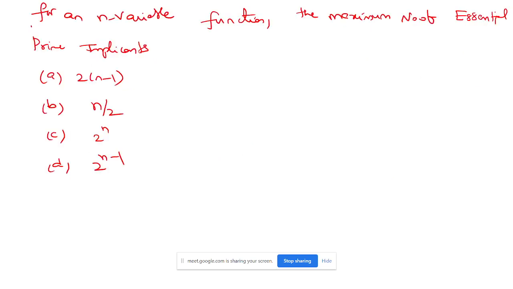Next, for an n variable function, the maximum number of essential prime implicants are dash. For this problem, what you can do is take n equal to 2, n equal to 3, n equal to 4, like that. You can cross check and then verify.